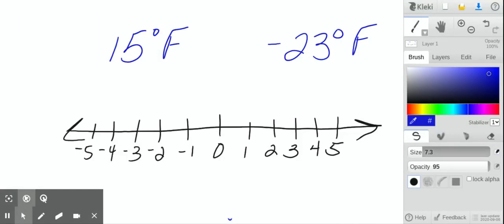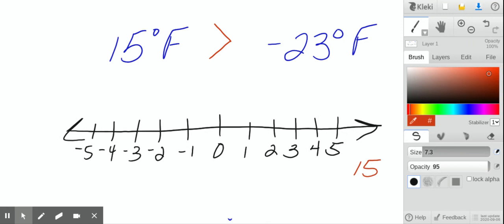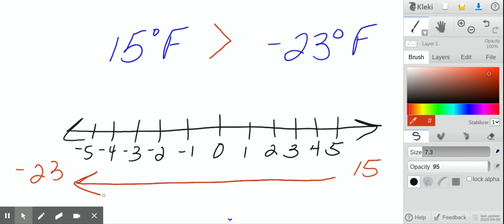Okay, so take a look at my numbers that I have here. I am comparing 15 degrees Fahrenheit to negative 23 degrees Fahrenheit. So remember, positives are always larger than negatives. So I know here that 15 degrees Fahrenheit is going to be greater than negative 23 degrees Fahrenheit. Positive 15 is going to be somewhere down here on the number line, and negative 23 is going to be somewhere way over here. And as we said, the farther left you go, the smaller the number, all right? So any positive number is always going to be greater than any negative number.